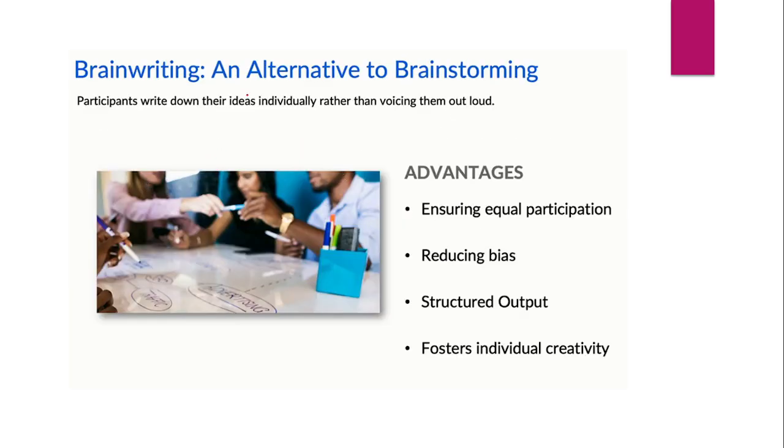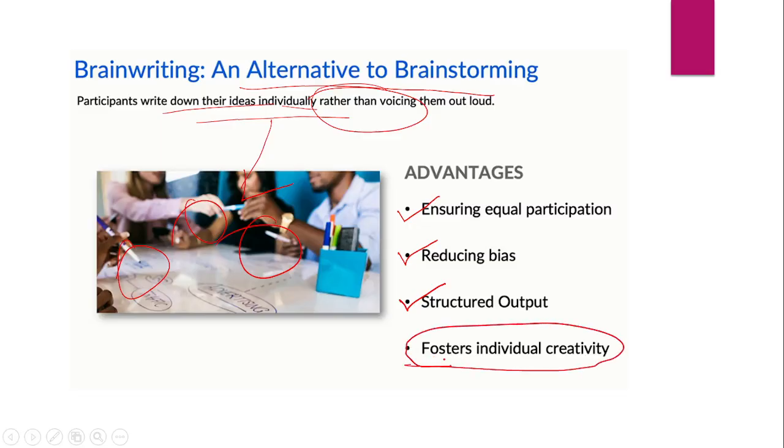Brain writing. Brain writing is an alternative to brainstorming. Here, participants are asked to write down the ideas individually rather than voicing them out loud. So you can see, everyone has to write the idea in the group. They have to think on their own and draft the ideas on paper. Its advantages: it ensures equal participation, it reduces biases, the participant gives a structured output, and it fosters individual creativity also.